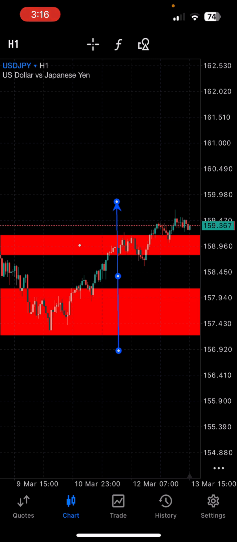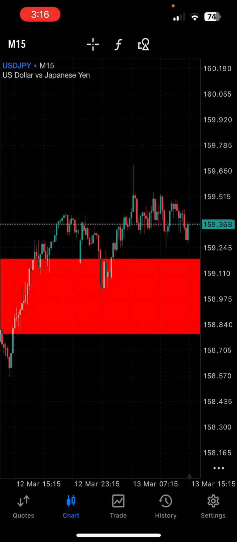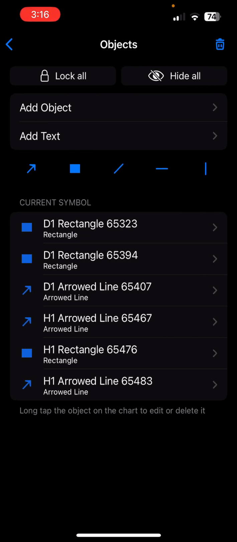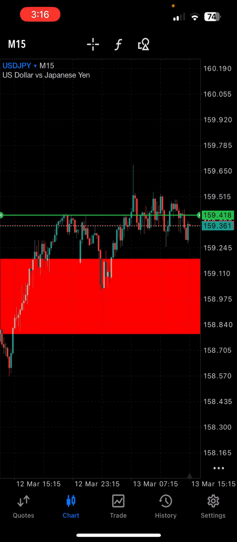So let's go lower again. After the daily time frame, we went to 1 hour. So after 1 hour now, where are we going? We are going to 15 minutes time frame. 15 minutes time frame, what are we seeing here? We are seeing that the market is playing around. This is a ranging market.